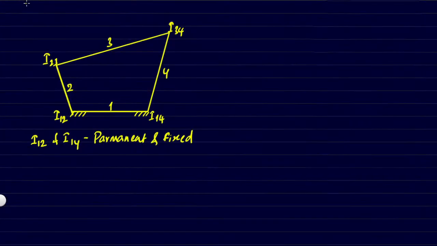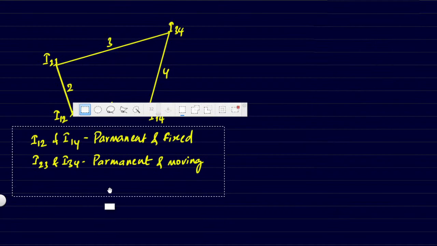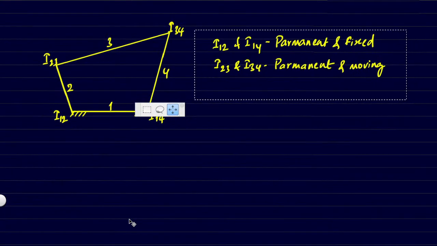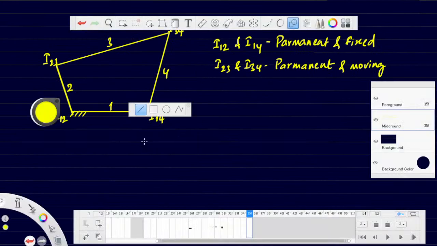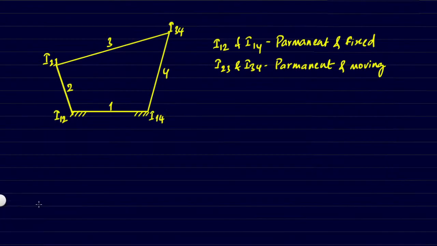Next, we have instantaneous center 2,3 and instantaneous center 3,4. These are permanent because they cannot break, but they are moving. Then we have the other type, those which are neither permanent nor fixed. For them I have to extend this part over here and this part over here.